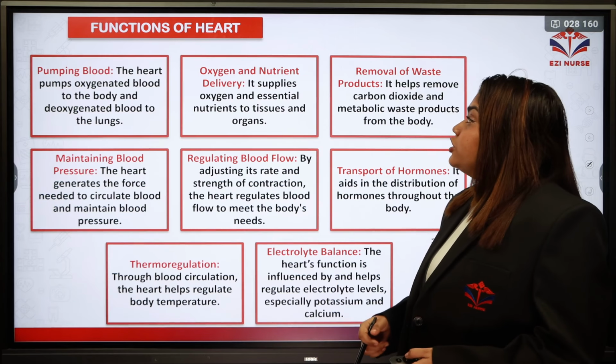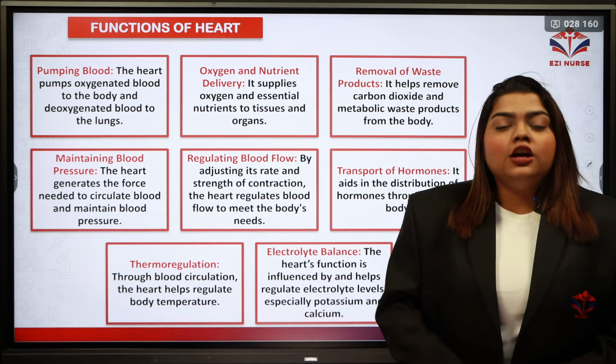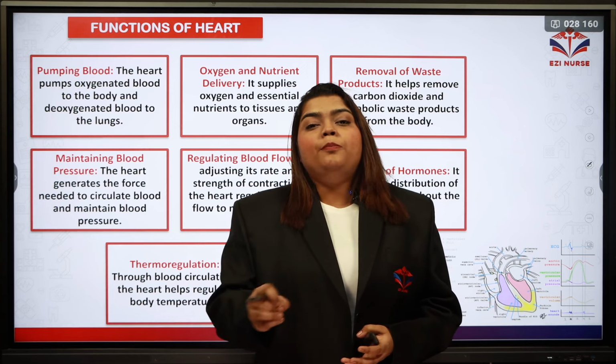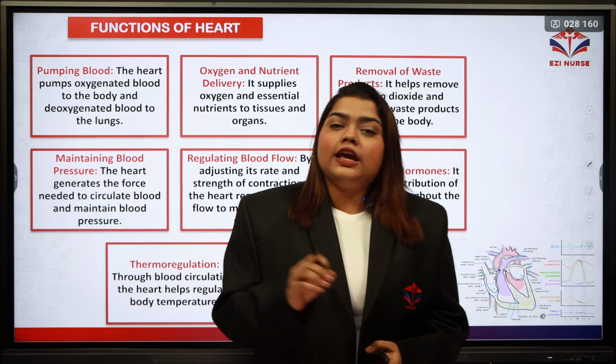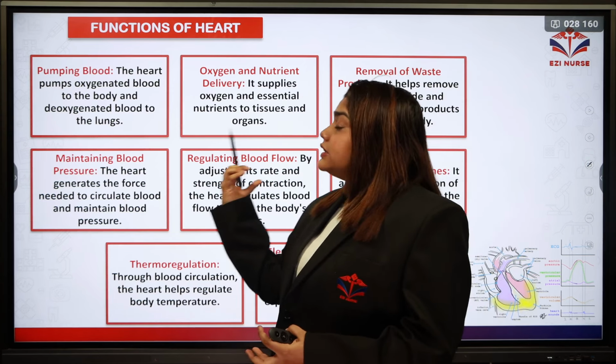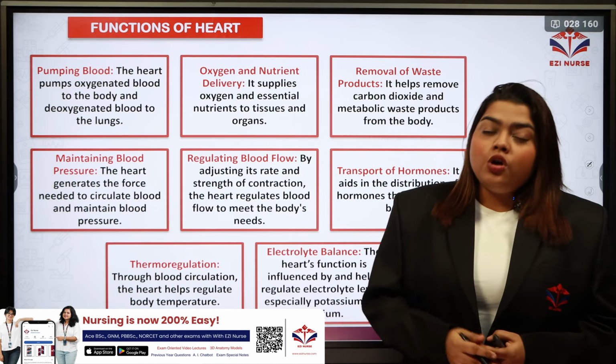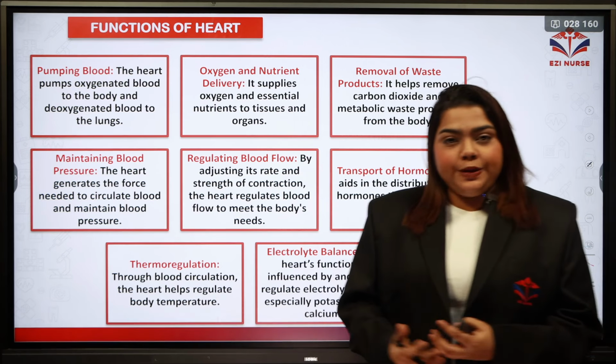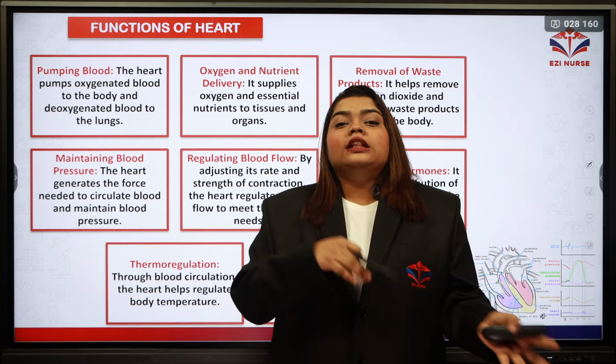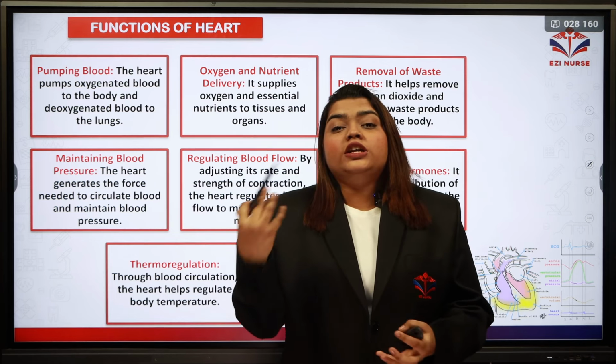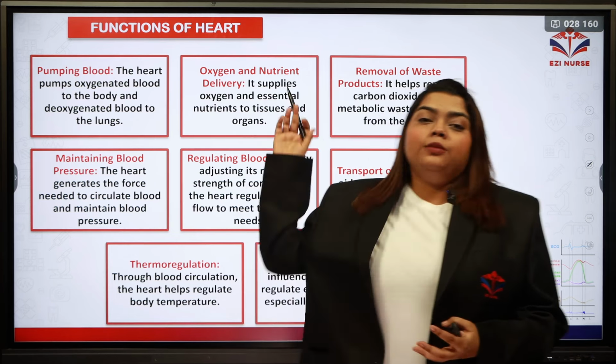Now we will move on to the functions of the heart. One of the most important organs in our body is the heart. So what are the things the heart will do? First one, as we know, the heartbeat, heart rate, the rhythm of the heart, and the circulation of the blood will be done by the heart.